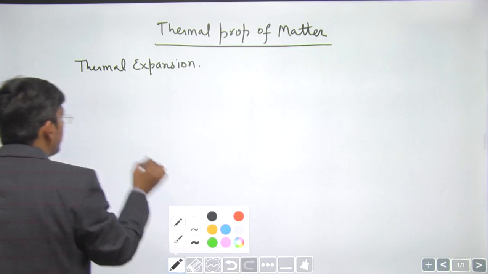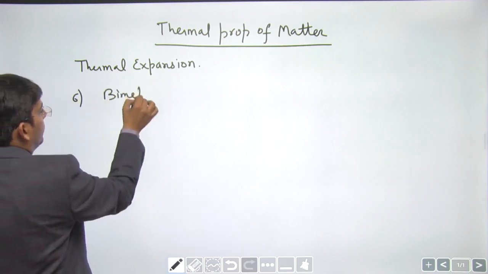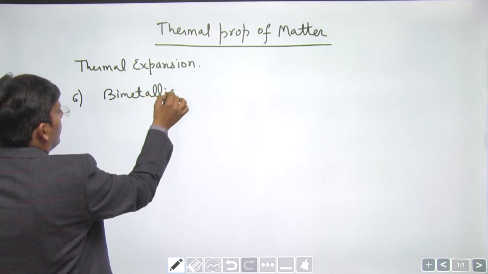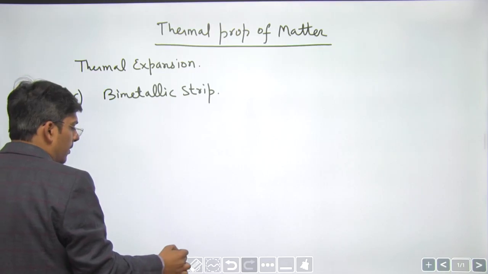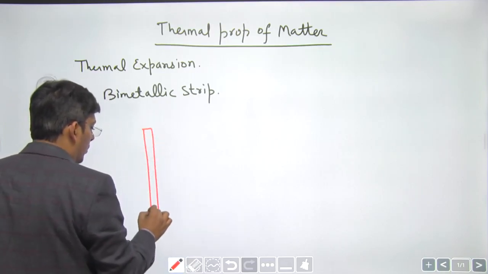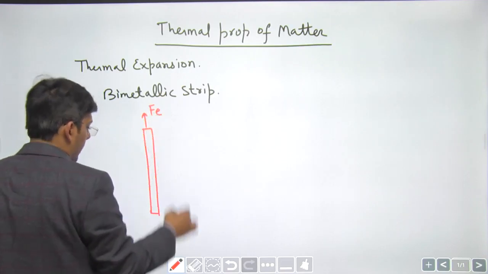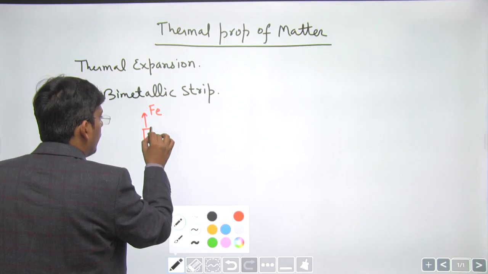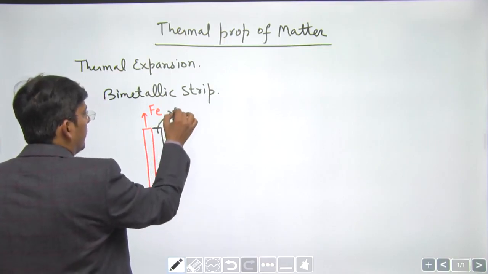Next type of question, dear students, we can have a concept of bimetallic strip. A bimetallic strip is used as a thermostat. Suppose you have two metals, say one is iron and the other is copper. Both the metallic strips are riveted together, they are joined together, right?